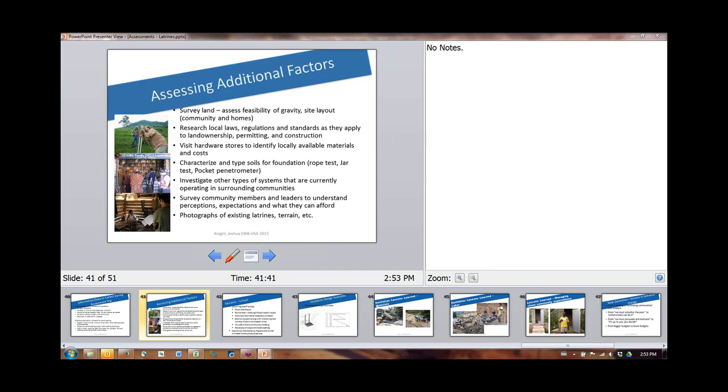And look at other types of systems currently operating in surrounding communities. Find out what they do and see if you can improve upon it. Find out what you don't need to improve on. Survey everyone. Find out what they think about this. And get many, many photographs of existing latrines, even inside existing latrines, and of the terrain around it, of every home that you want to go to from all different angles.